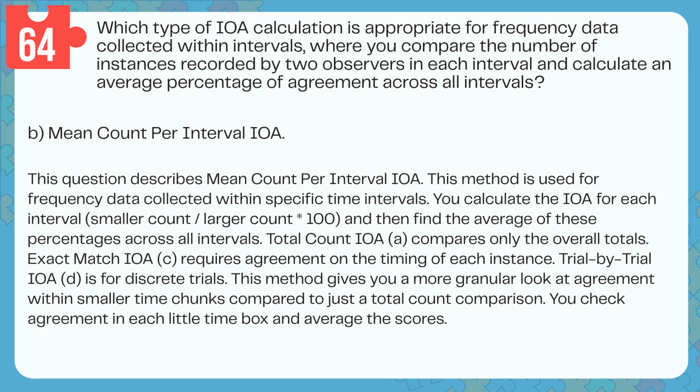Total count IOA, A, compares only the overall totals. Exact match IOA, C, requires agreement on the timing of each instance. Trial-by-trial IOA, D, is for discrete trials. This method gives you a more granular look at agreement within smaller time chunks compared to just a total count comparison. You check agreement in each little time box and average the scores.